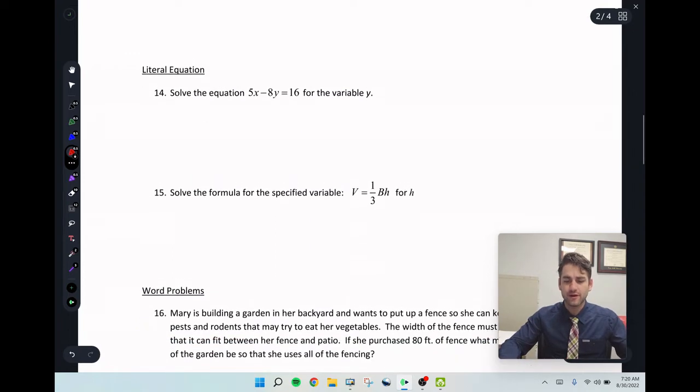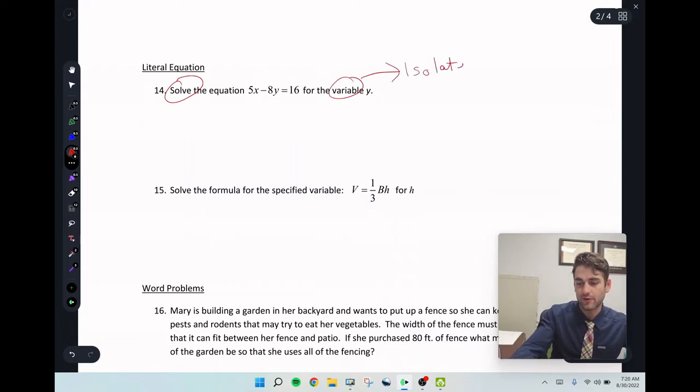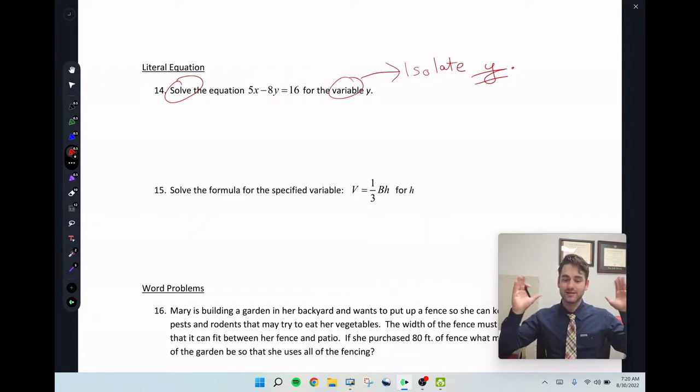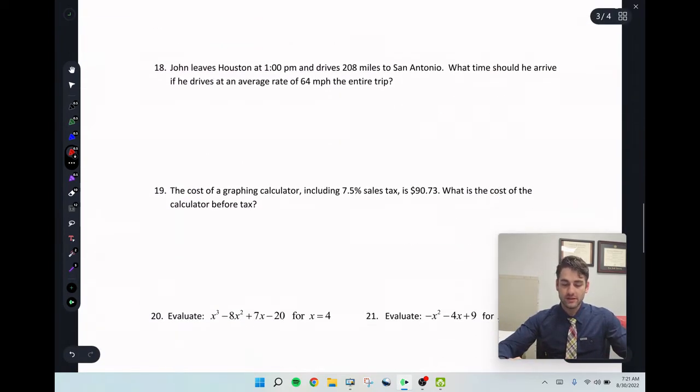Solve the equation for the variable y. So you're just solving an equation for a variable. Another way to write that, which is a little neater or easier to wrap your brain around, is isolate y or get y by itself. So you're not necessarily going to get a number in that one. You're just going to get a formula to get y by itself. The same thing with the next one: get h by itself. I'll let you read the word problems all by yourself.